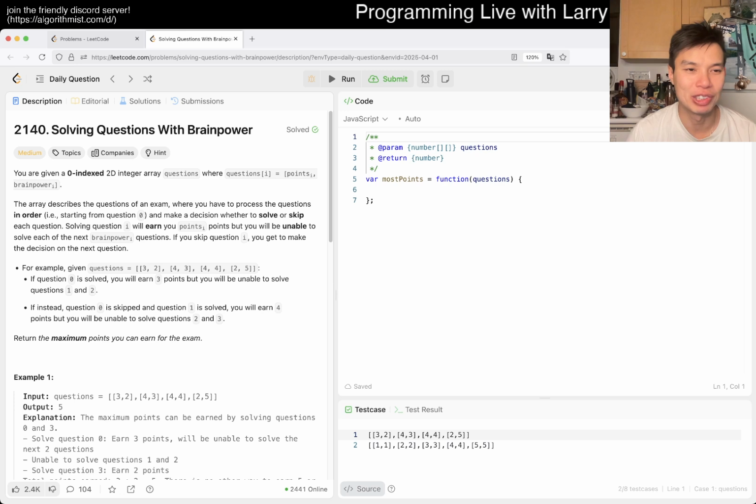I'm going to keep the intro short today. We have 2140, Solving Questions With Brainpower. You're given a zero-indexed 2D integer array questions, where questions[i] is equal to [points_i, brainpower_i]. The array describes the questions of an exam where you have to process the questions in order, starting from question 0, and make a decision whether to solve or skip each question. Solving question i will give you points_i points, but you're unable to solve each of the next brainpower_i questions. If you skip question i, you get to make the decision on the next question.